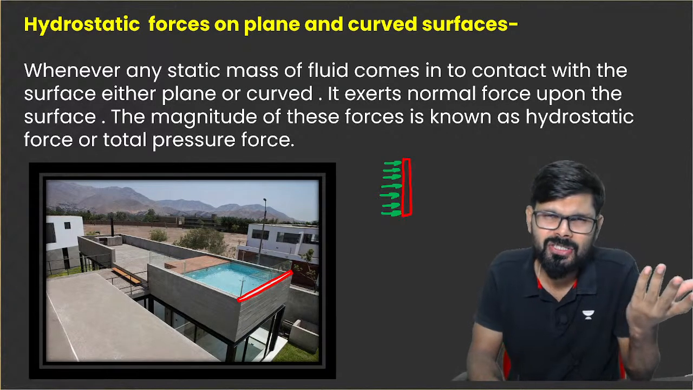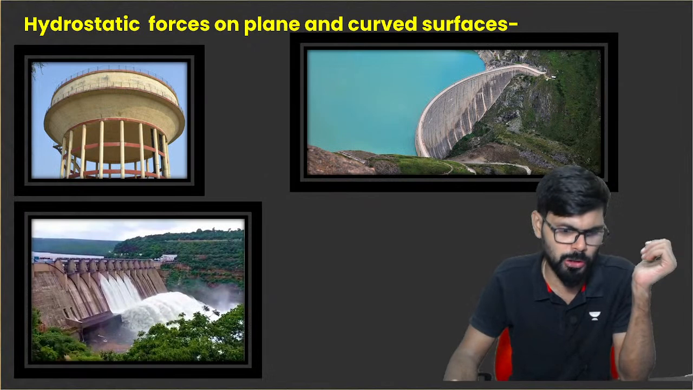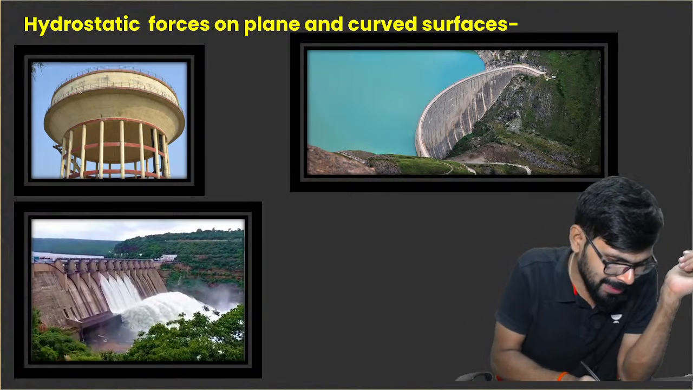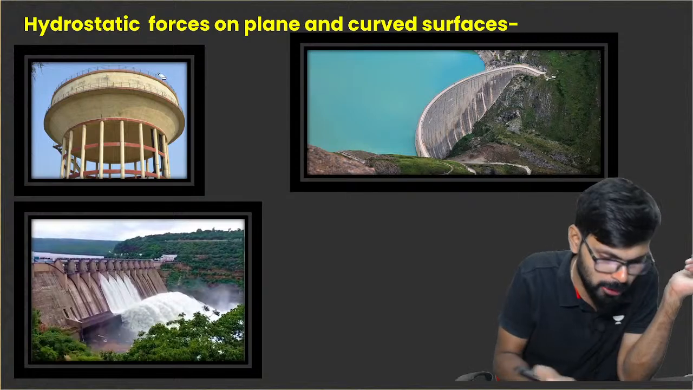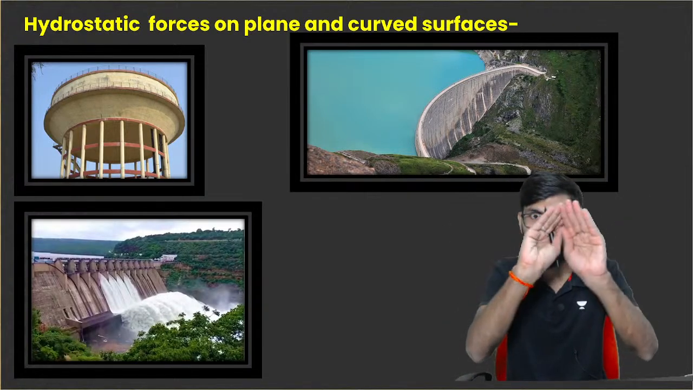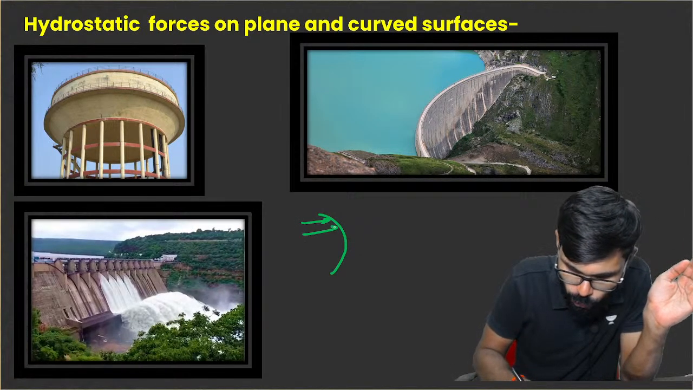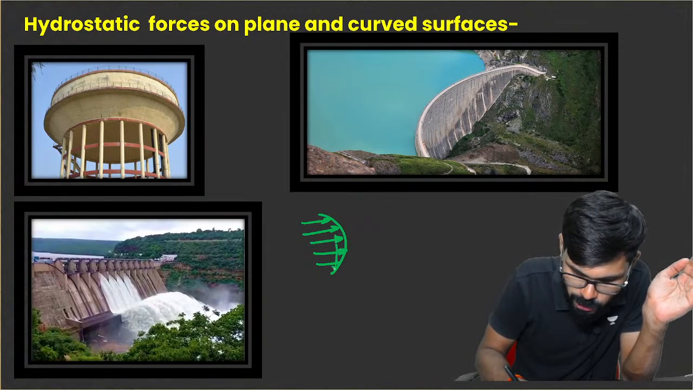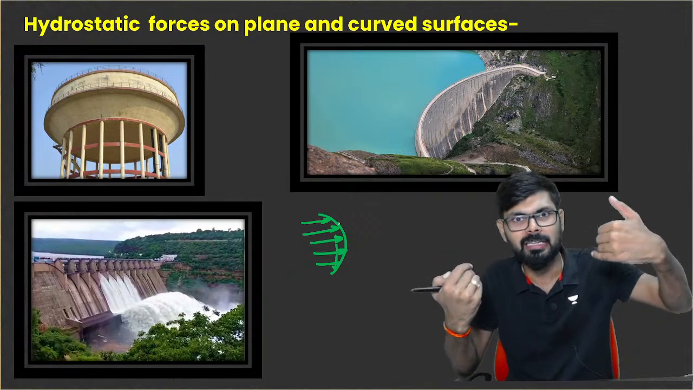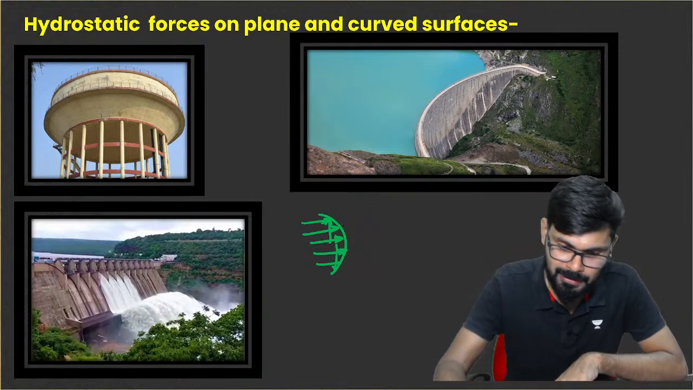But in every structure, it is not necessary that it is a plane surface only. There may be a chance of this one also. You can see, if you are going to design this particular water tank, right? This is a curved surface. So if a curved surface is there, how is the force going to be exerted? Here the force will come in this direction as well as the vertical direction, because fluid will exert force in all directions. So here in the vertical direction also force will be there.